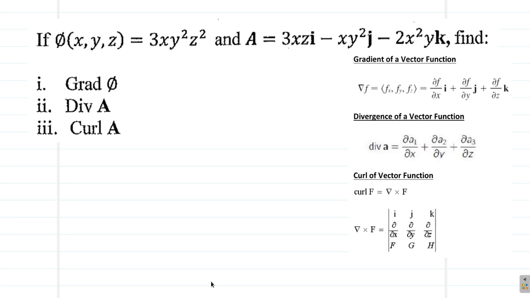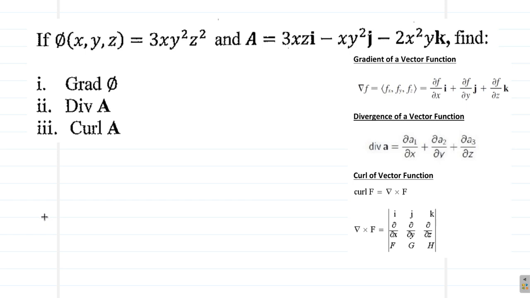In the previous video, we did parts 1 and 2 of this question, where we found the gradient of phi and the divergence of A. This time we're going to find the curl of A. And I have this formula sheet here.